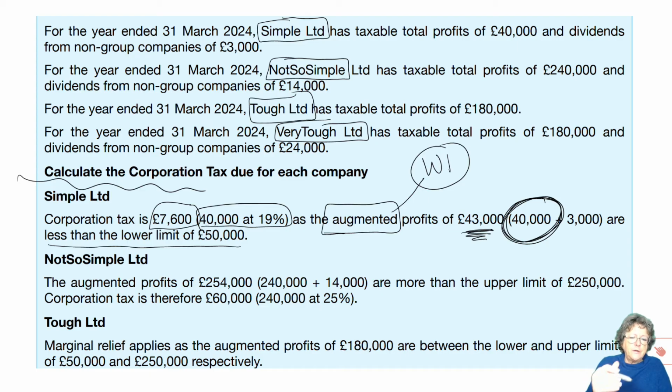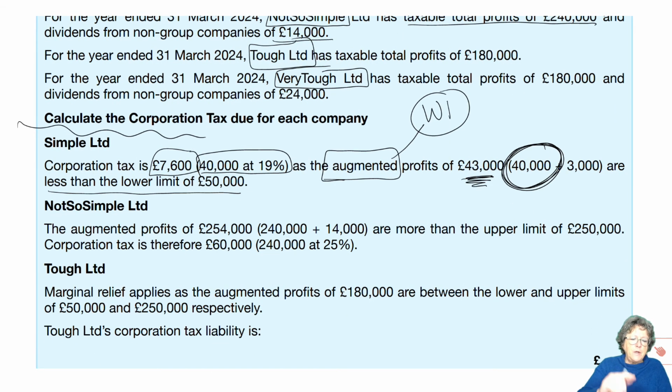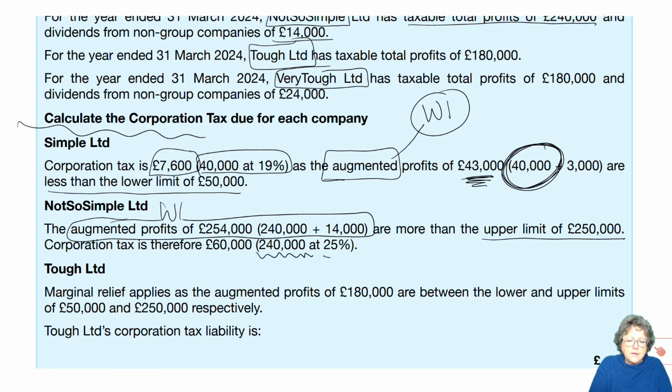Let's have a look at that. So not so simple had TTP of 240 and dividends from non-group members of 14,000. So if we always work out as you're working, augmented profits are the two added together. Therefore, it's over the upper limit, and the profits are taxed at 25%, giving you 60,000. Simple, but not so. Okay, let's have a look at Tough.